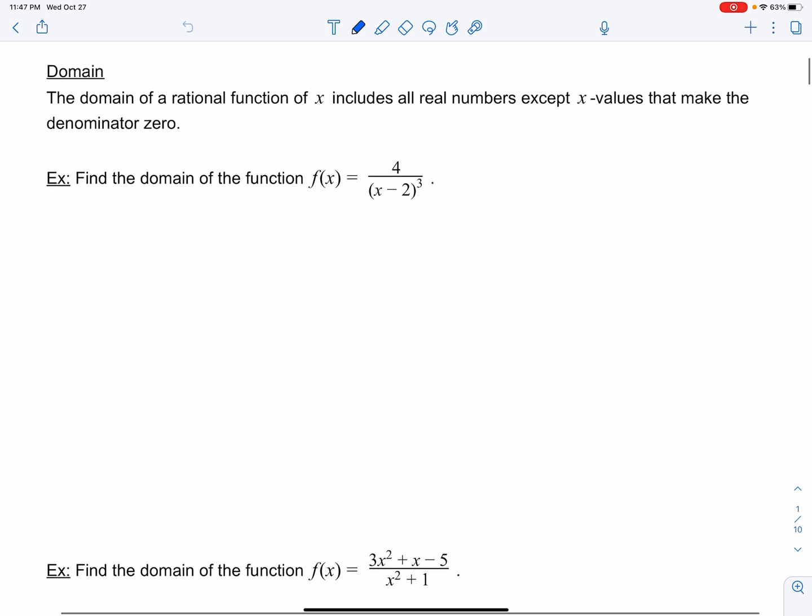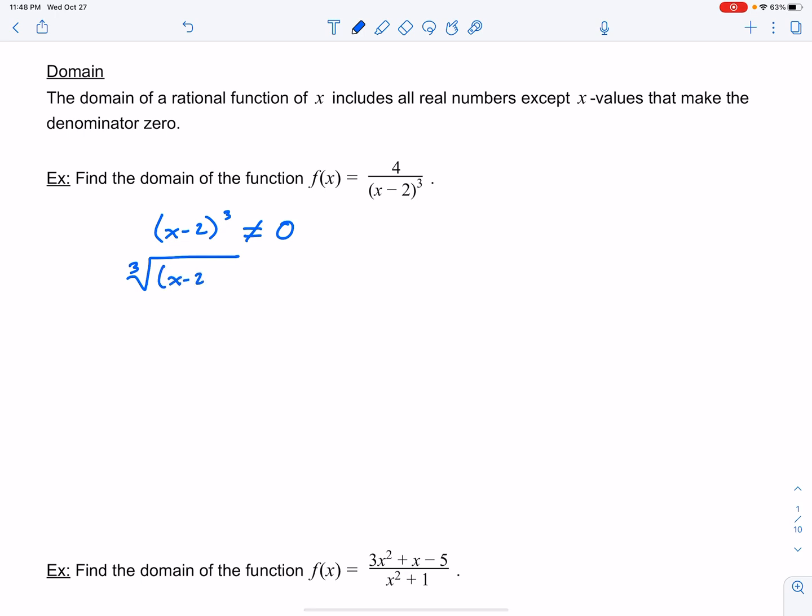So for example, if we were looking at the function f of x equals 4 over (x minus 2) cubed, we know that (x minus 2) cubed cannot be equal to 0. So if we want to know what specific x values would make this true, we can solve for x. So we would take the cube root to get rid of the cube. What we do to one side, we do to both sides.